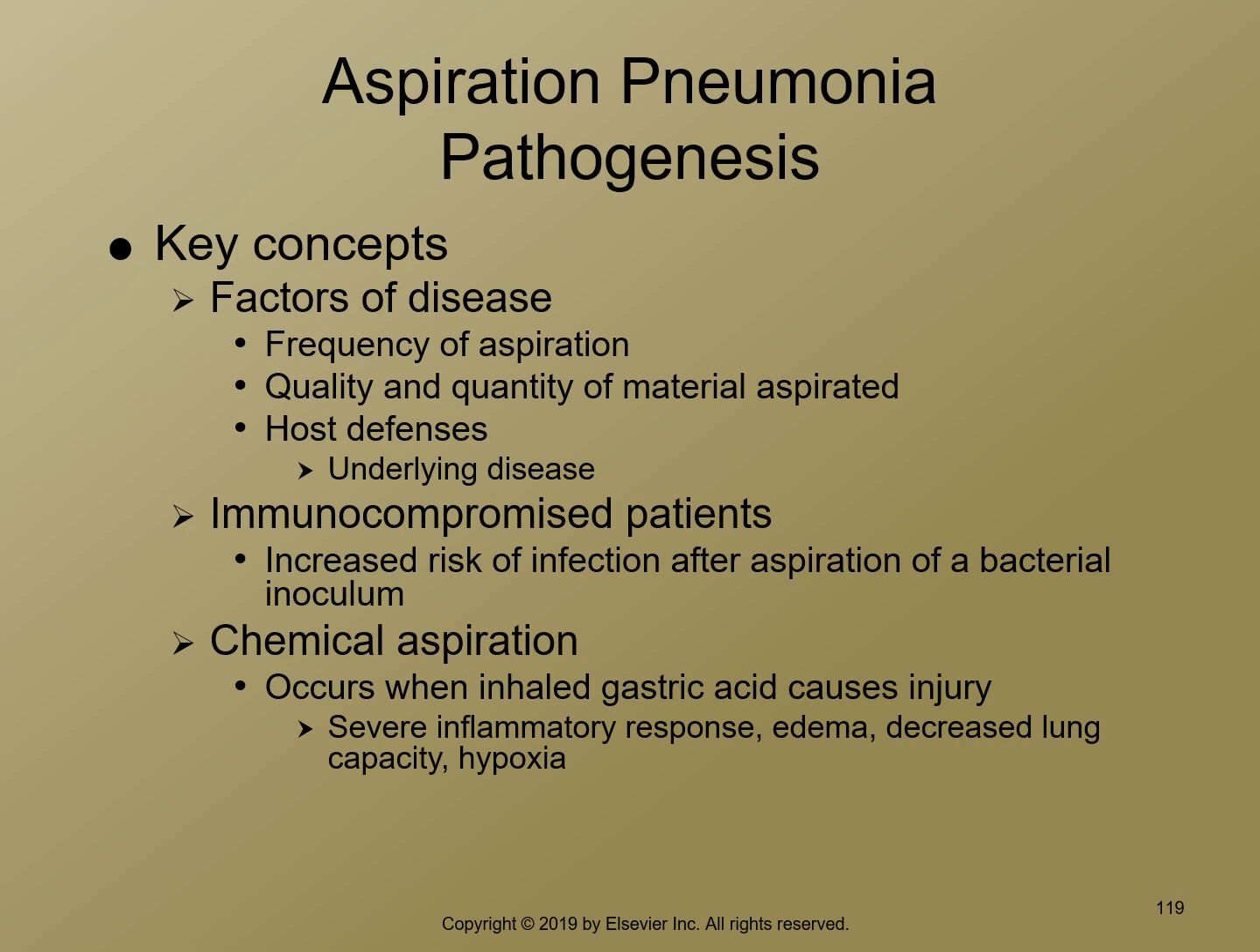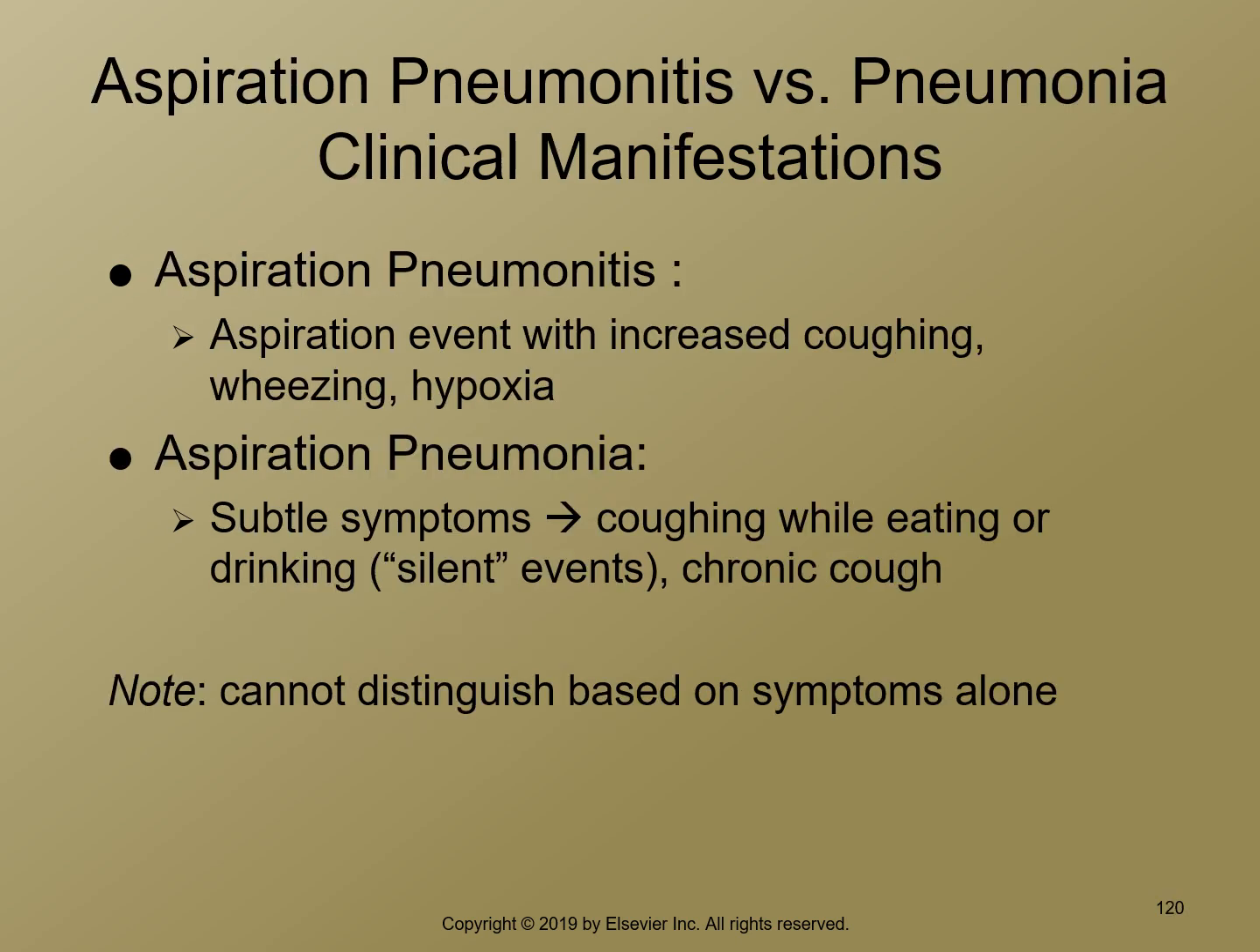Chemical aspiration pneumonitis is thought to occur when inhaled gastric acid causes injury, resulting in severe inflammatory response and increased permeability of the tissue. Most of these cases are thought to be sterile, but secondary bacterial superinfections can occur. Aspiration pneumonia and aspiration pneumonitis cannot be distinguished based on symptoms alone, but they are categorized as different disease presentations.